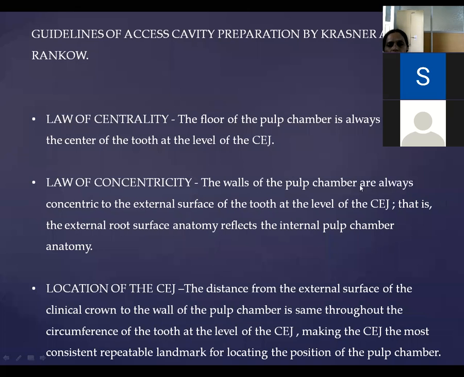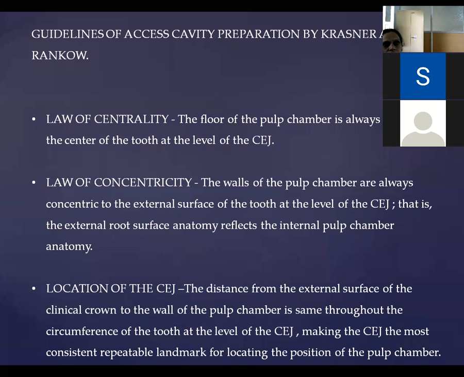What is that? The walls of the pulp chamber are always concentric to the external surface of the tooth at the level of the CEJ. Am I clear? It means the outline of the pulp chamber exactly resembles the external surface of the tooth. Only the size is smaller. This is the law of concentricity.